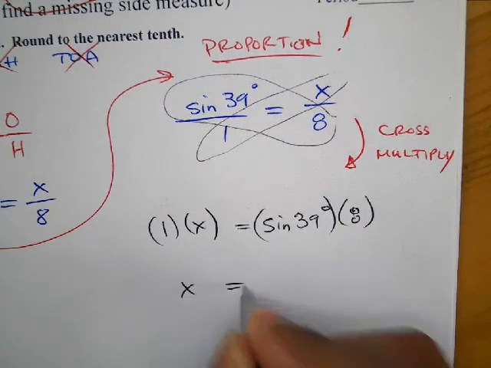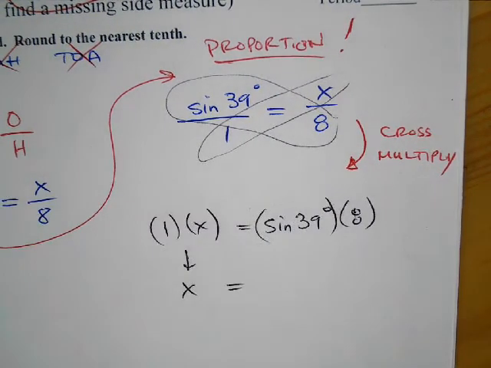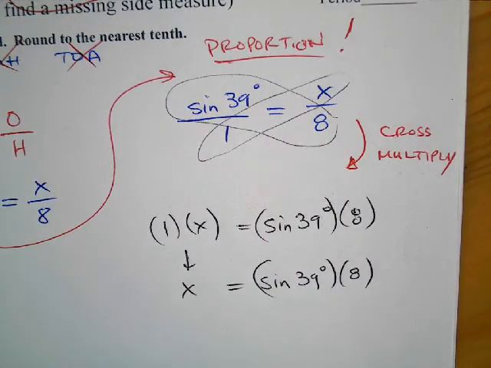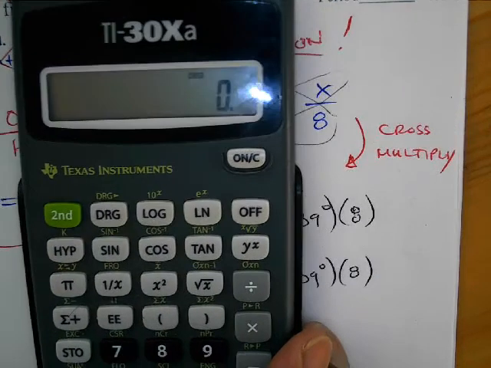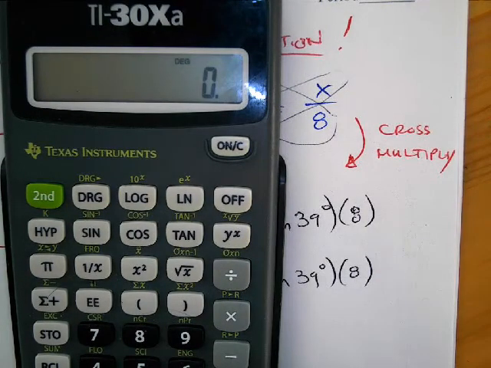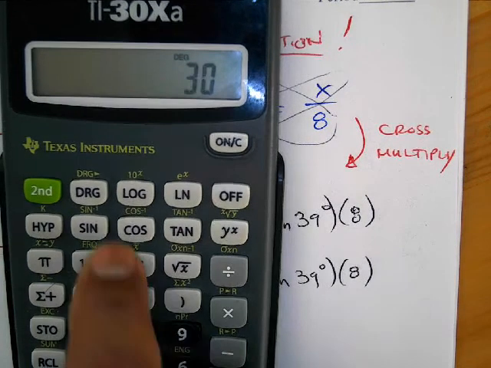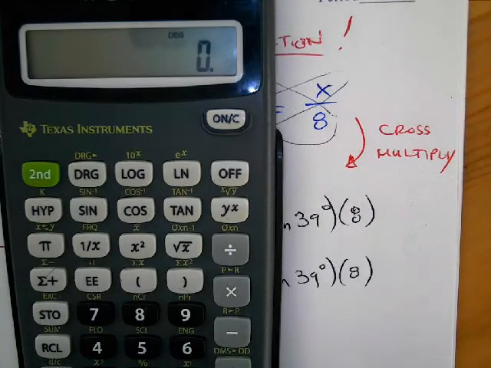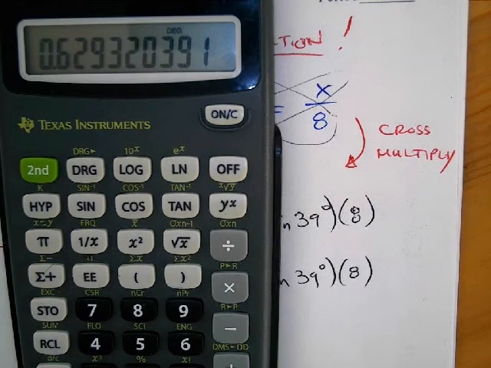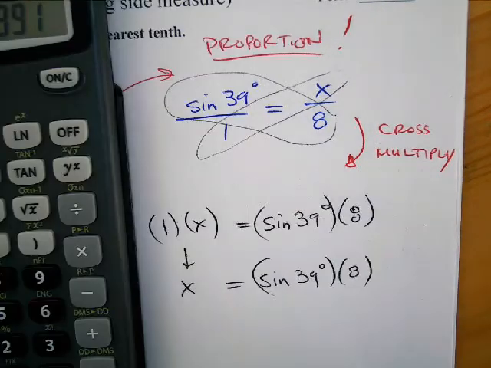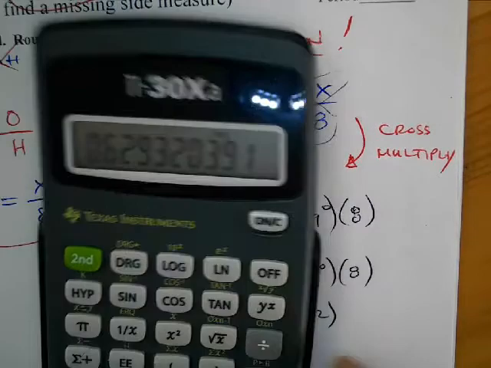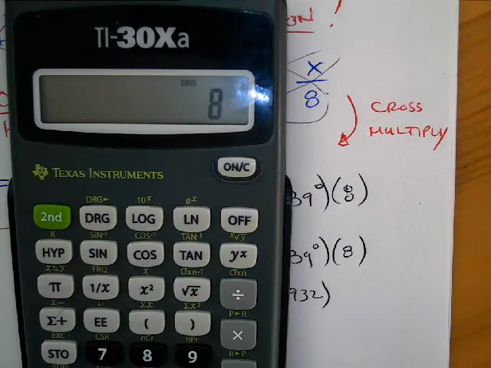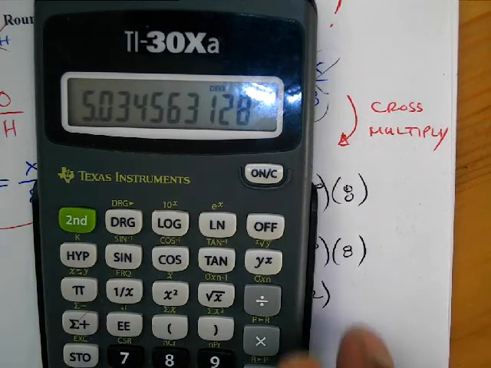All right, we're almost done. What's 1 times x? X. I want to solve for x. X is going to equal sine of 39 degrees times 8, and that's where you use your calculator. Always check that you're in the correct mode. Sine of 30 should give you 1/2. On this calculator, I have to put the 39 first and then the sine. That gives me 0.62932 or something like that. Just leave it like that, and then times 8. I got 5.03.